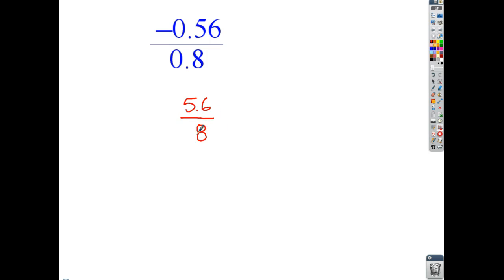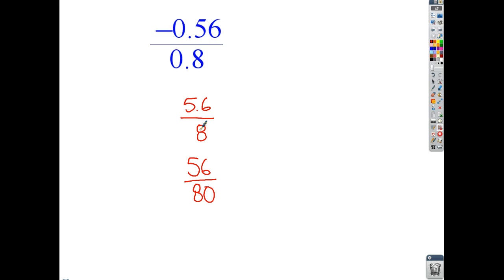Well, 5.6 divided by 8 doesn't exactly help me that much, right? So let's do maybe 56 divided by 80. Okay, well, now this is not exactly helping either. Although if I look at this and I say, wait a second, 5.6 divided by 8, right? If I have $5.60 and I share that among 8 people, okay? I know that each person is going to get less than $1, right? Because if I had $8, then everybody would get $1. But I don't have that much money.